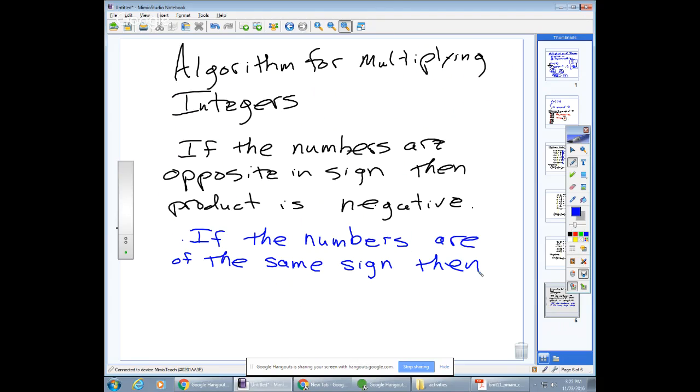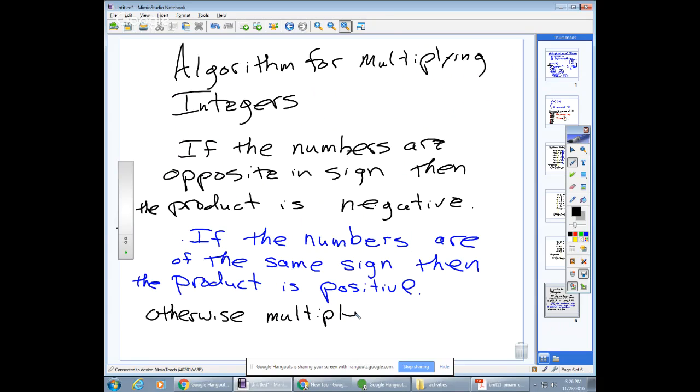And that's when we'll get the positive product. And I think I forgot a word here and there. And so otherwise, multiply as usual. Because we still have to come up with the product. All this tells us is the sign of the product, right?